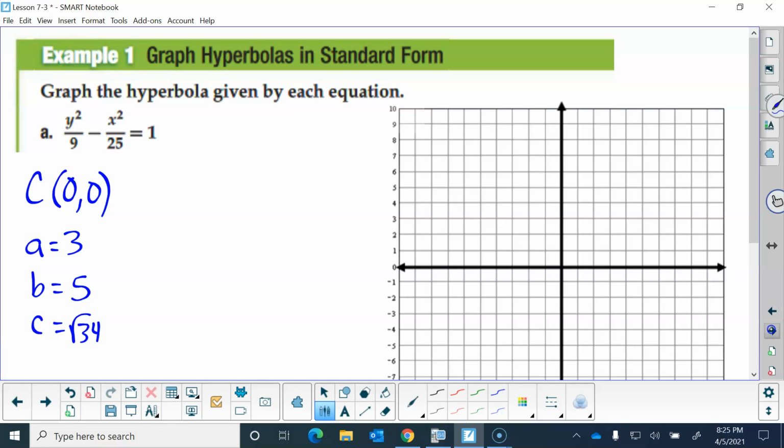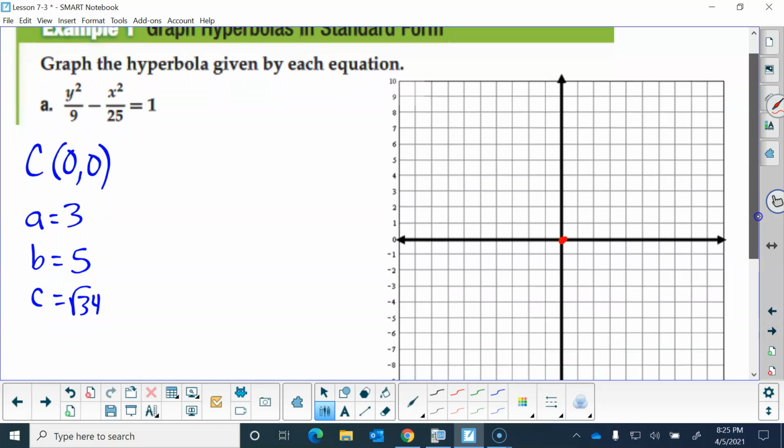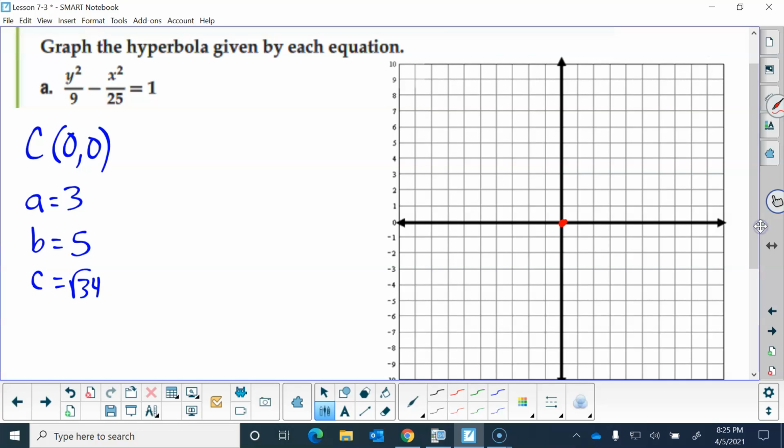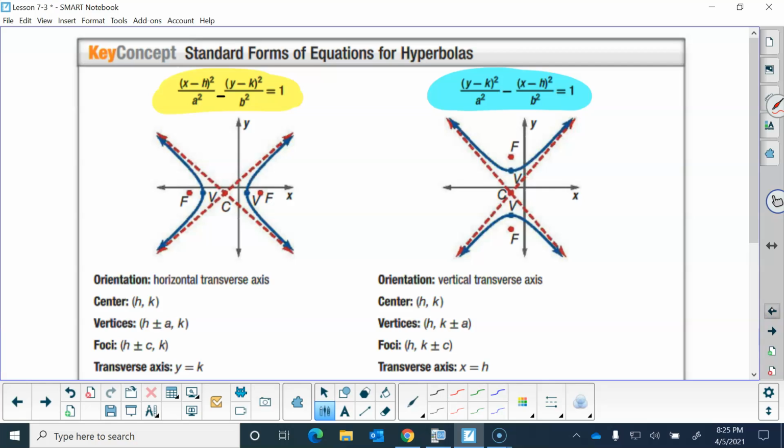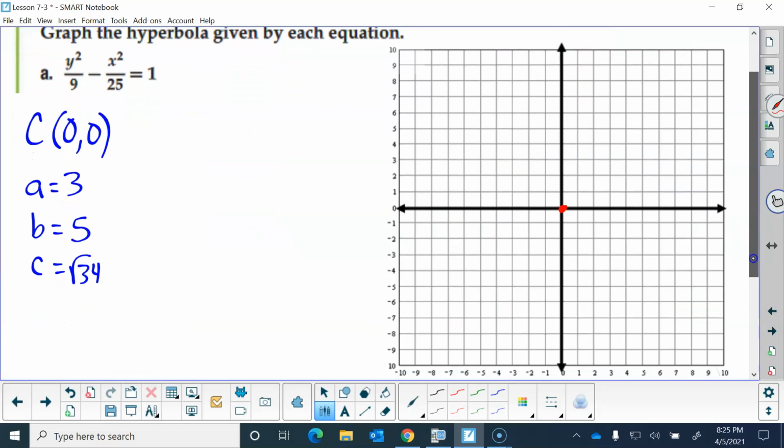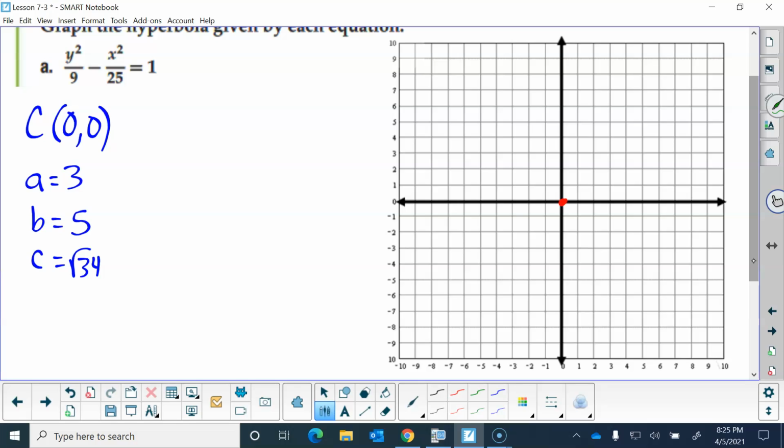So here's how we draw a hyperbola. We start off by drawing the center at 0, 0. Now, we have to determine the orientation. And since y is being squared, as in the first fraction, above the a squared, you can see it's like the standard form equation on the right. So that's going to be vertical orientation. Since this is vertical orientation, we're going to take the a value and go up 3 and down 3 from that center.